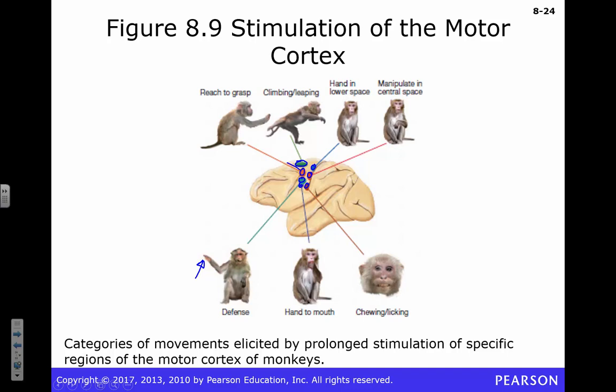So when they stimulated this particular region, they had some kind of grasping action, right? So the monkey would actually reach out and try to grab. There was nothing there. It was like reach out and grab.